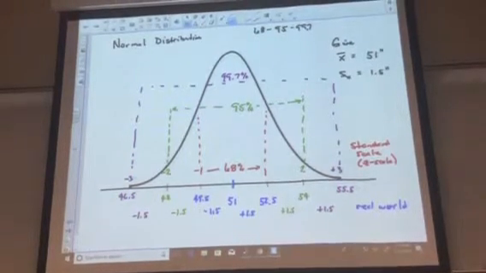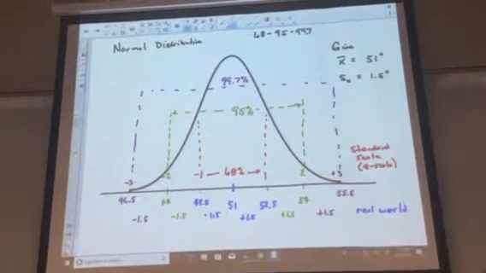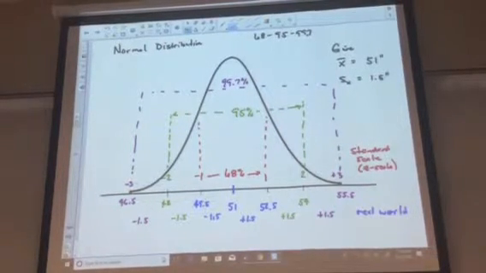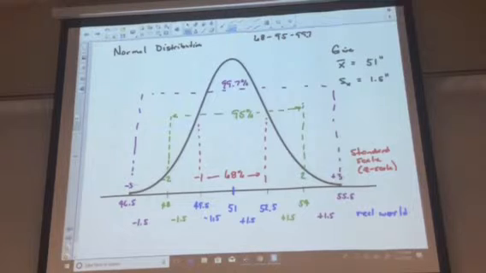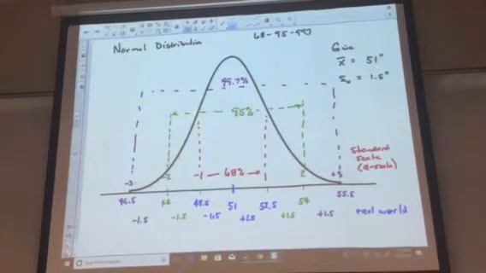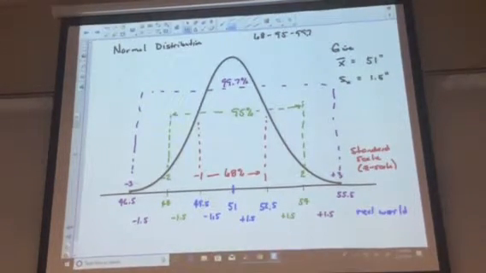You are subjected to someone's interpretation of this 68, 95, 99.7 rule almost every day of your life. You see some effect of it. I'll give you one easy one. Car insurance.